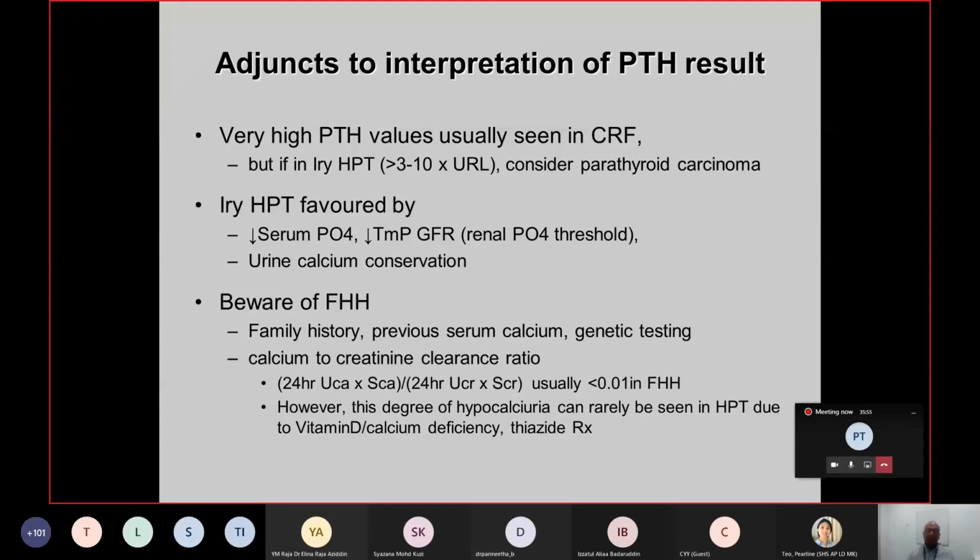What we do is a 24-hour urine calcium excretion, measure the serum and urine calcium and creatinine, and calculate the calcium creatinine clearance ratio. I've given the equation there. In familial hypocalciuric hypercalcemia, the calcium creatinine clearance ratio is less than 0.01. In primary hyperparathyroidism, it's almost always greater than 0.01. Very rarely it can be lower, especially if the patient is on a thiazide diuretic or very vitamin D deficient.